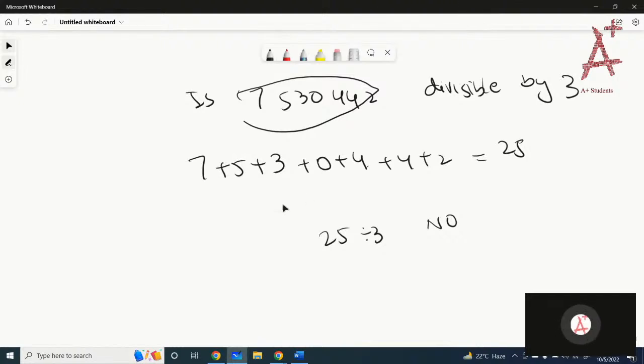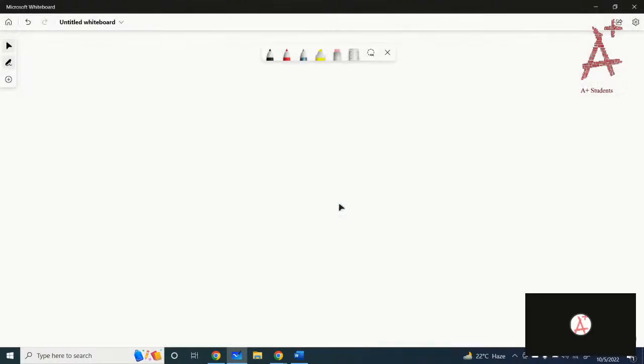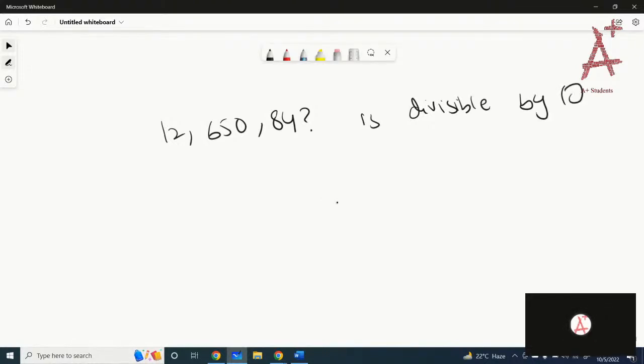Okay, the next one is: select all the digits that make the statement true. You are given 1, 2, 6, 5, 0, 8, 4, and the missing number. And the given number is divisible by 10. So you have to put the last digit. What would be the last digit if it is divisible by 10? 9, 0, or 5?